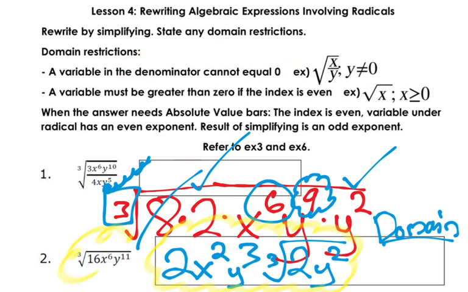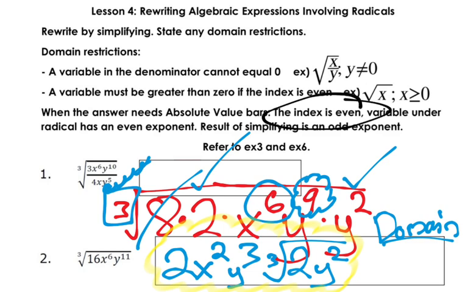Well, the original problem didn't even have a denominator. It wasn't a fraction, so we don't have to worry about the first domain restriction. The second domain restriction: a variable must be greater than 0 if the index is even. Well, the index was 3, and that is an odd index. So we do not need to worry about the second domain restriction.